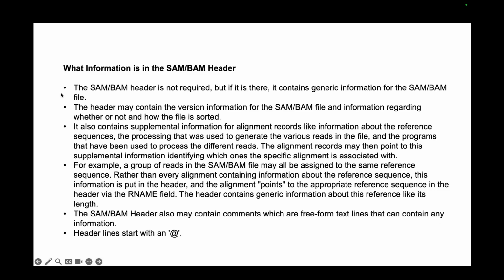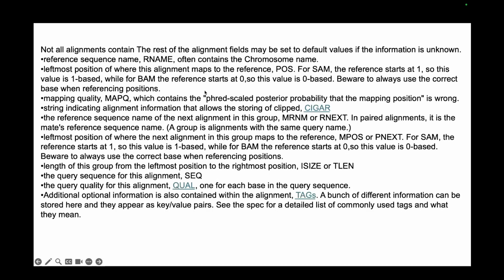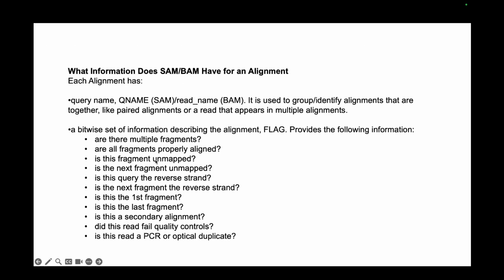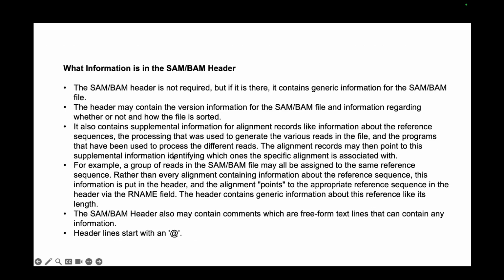So what information can you get from the header? A lot of stuff actually. It contains the version of the SAM/BAM file you're using. It contains supplemental information for alignment records, like information about reference sequences. It may also point to this supplementary information, identifying which specific alignment it is associated with, and it can have other information as well, like read names, CIGARs, and those things.